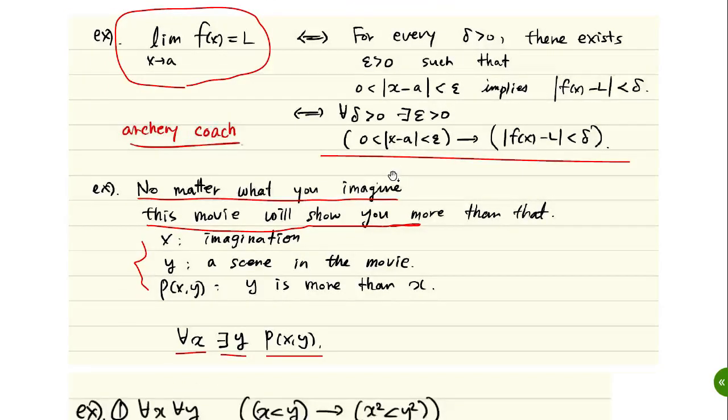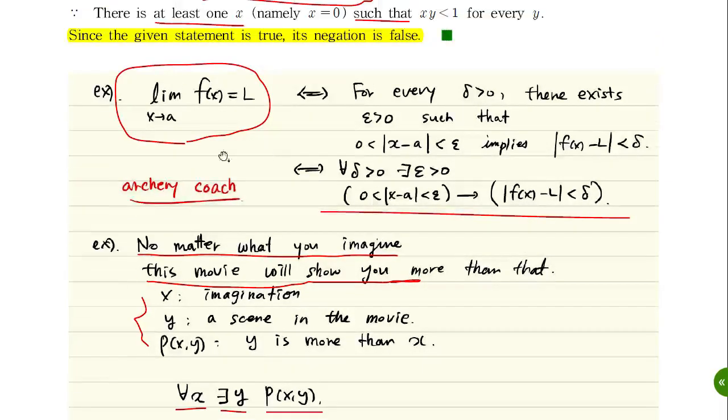This is the last part, the last example. You must have seen this: the limit of f of x when x goes to a is equal to 1. This can be written as for every epsilon greater than 0, there exists a positive delta such that this implies this. This is exactly equivalent to this limit.